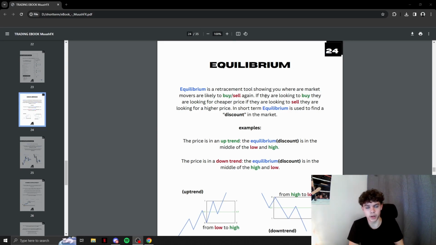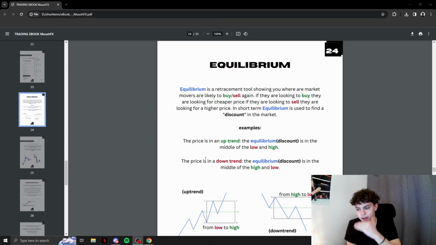After they swept liquidity or whatever, there are equilibrium areas, aka the discount areas. They go there and they continue direction. Similar to fair value gap and order blocks, right? Okay, it's a retracement tool. Now we know that. So yeah, if they're looking to sell, they are looking for a higher price. And in short term, equilibrium is used to find a discount in the market. Okay, and here are some examples. What does it look like?